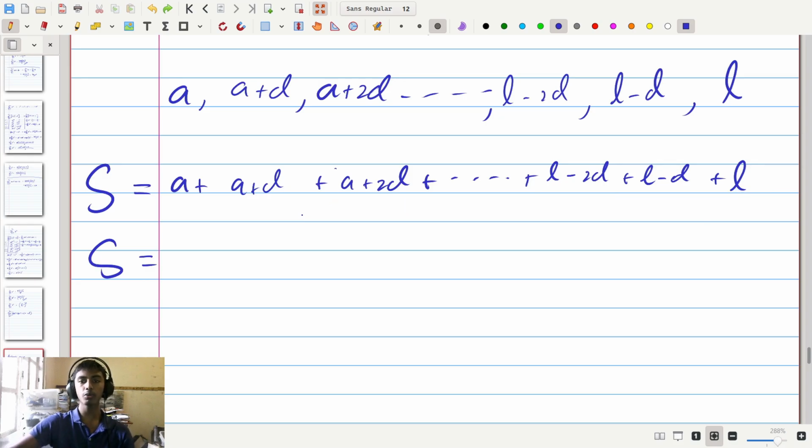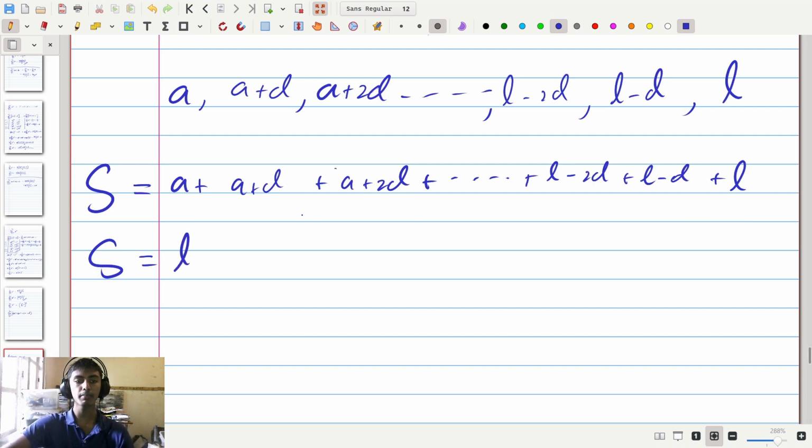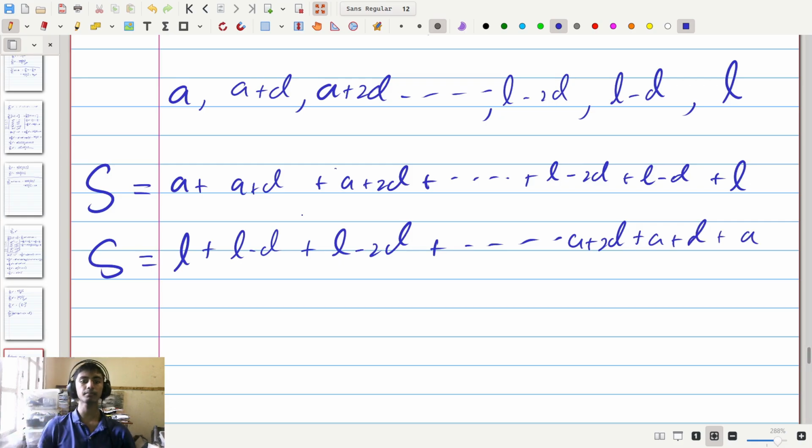So instead of writing all of these terms in this order, we're going to write them in the reverse order, with the first term being L, the term after that being L minus d, the term after that being L minus 2d, and so on, all the way down. On the other side, we're going to have this term being a plus 2d, the term after that being a plus d, and the last term being just a.